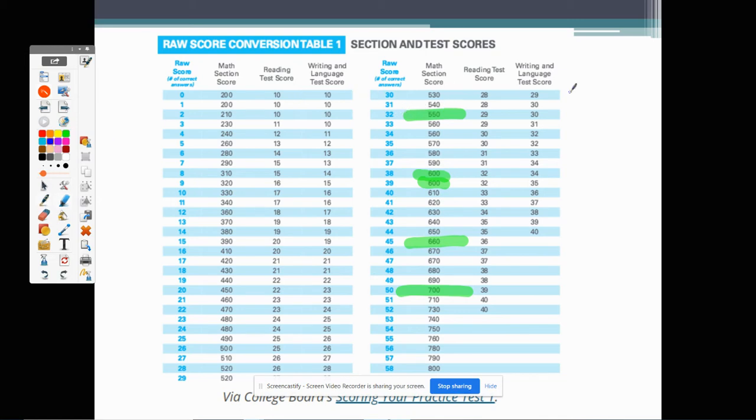Now, for this particular test, to get a 550, you might want a pencil. If your goal was 550, jot down 32, because on this particular test you needed to get 32 questions right to get a 550. If your goal was 600, it was 38 or 39. I'll just put 38. If your goal was 660, you had to get 45. And if your goal was 700, you have to get 50.